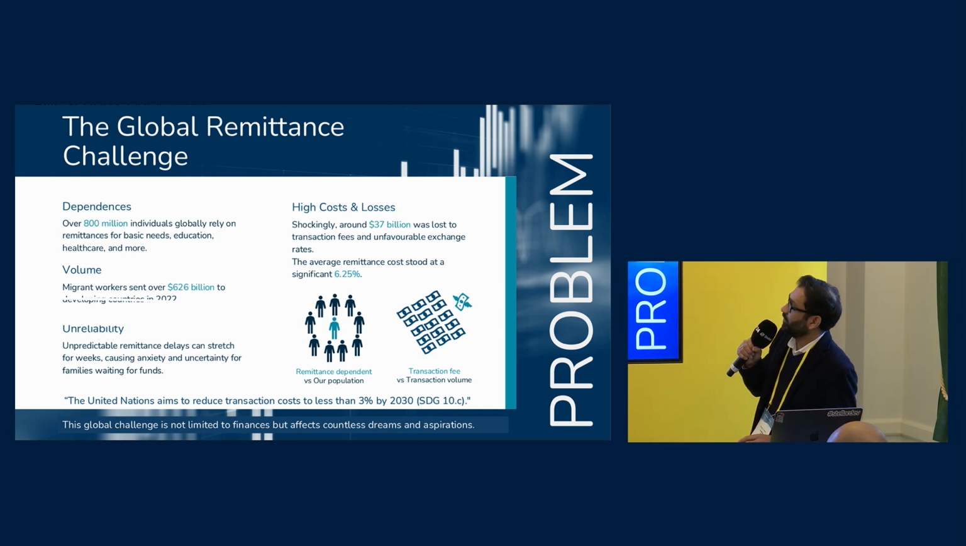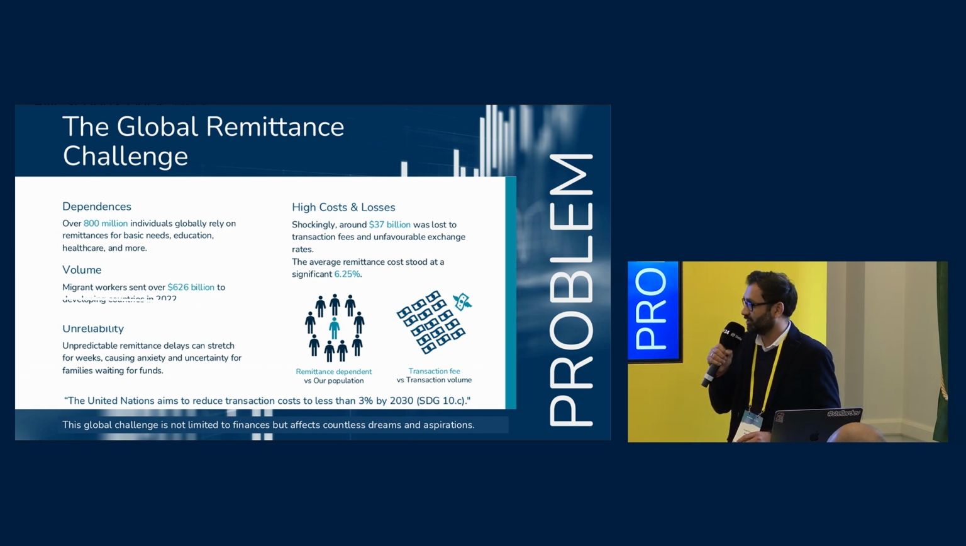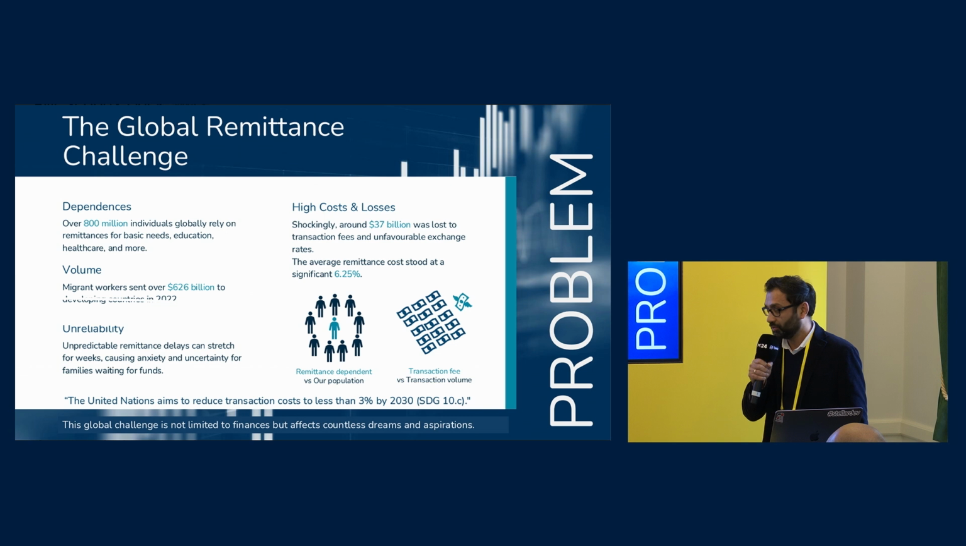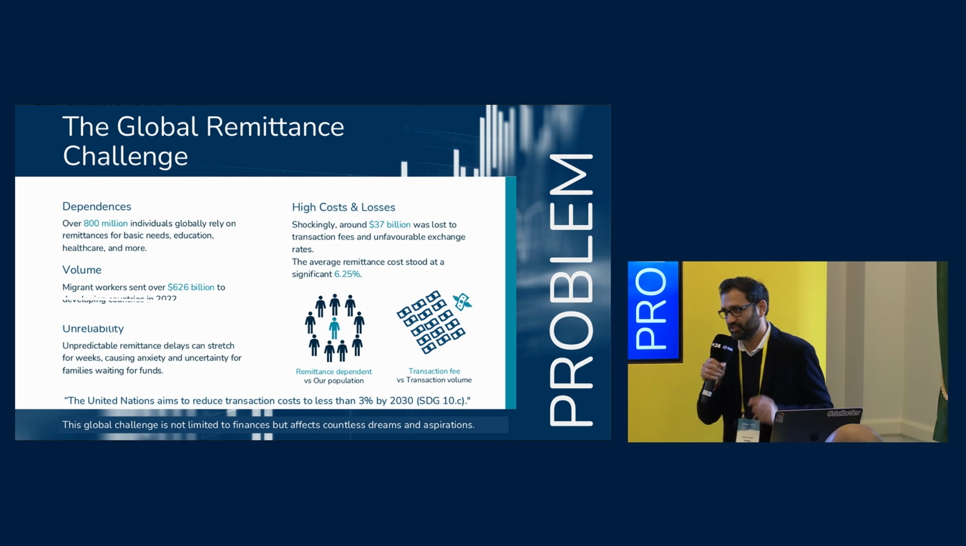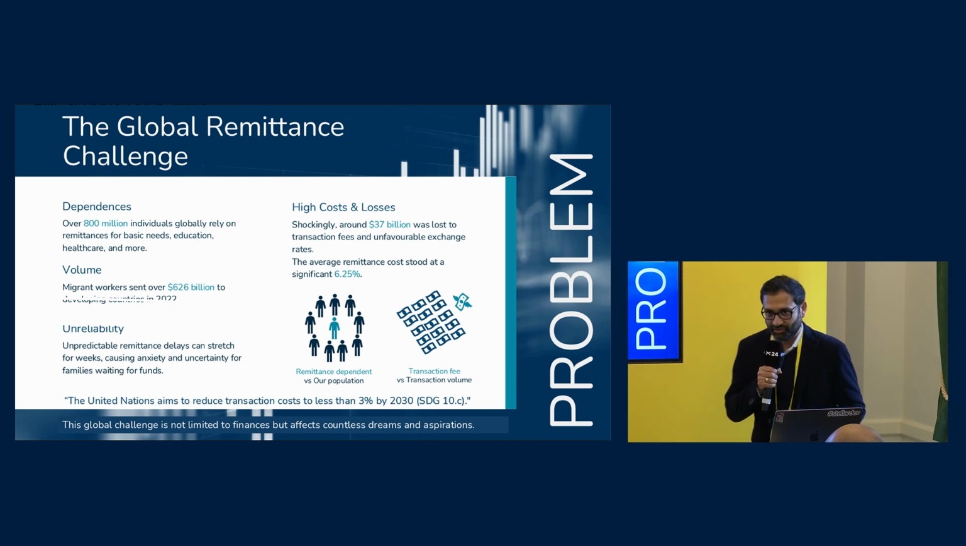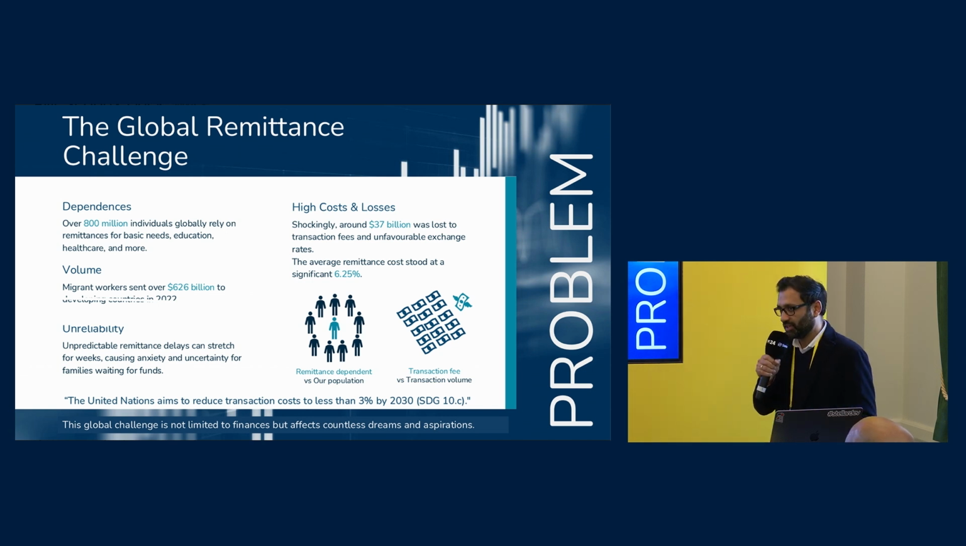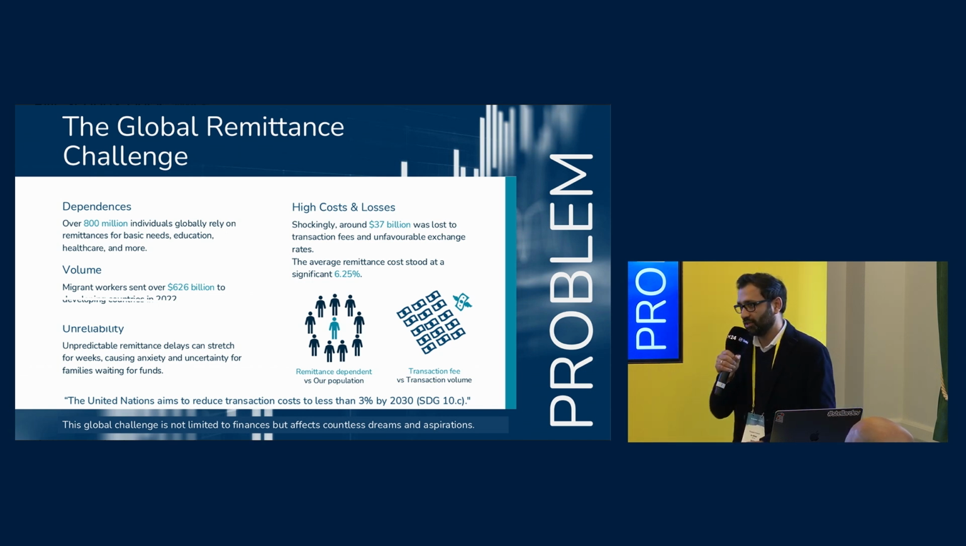Around 626 billion was transferred from developed countries to developing countries in 2022. Almost 37 billion was paid just as fees, which is 6.25%. It's a huge amount that you pay as a fee. And it's not just the fee, but the industry itself is very unreliable. You don't know when the receiver will receive the money. It can take up to weeks, and it's pretty much uncertain.